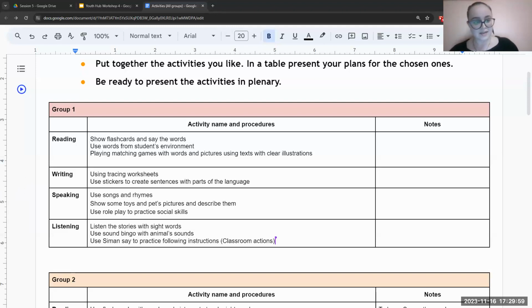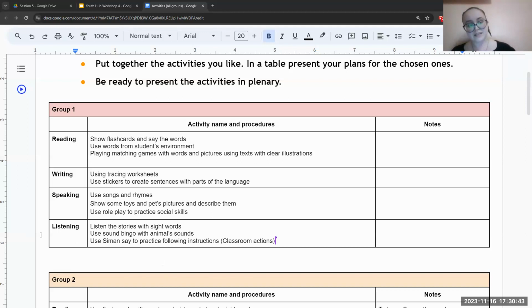Writing actions is using tracing worksheets. Tracing, it's like we have different colors, pencils or crayons, and we must trace the sentences or some words in the sentence. Use stickers to create sentences with parts of the language. Yes, we can make up different sentences with, for example, nouns, or only verbs, or only adjectives, and have some stickers with these words.